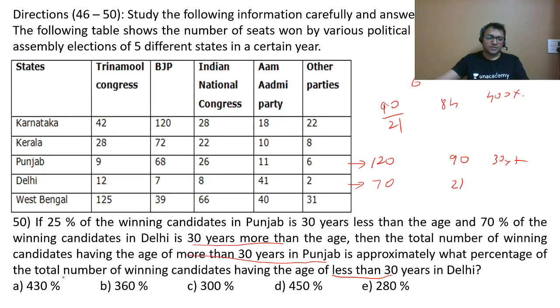430 is the answer. You get 90 upon 21. From that, 84 will be 400 percentage. Left is 6. 6 you can make out will be 30 percentage, because 2.1 will be 10 percentage. So 6 will be 30 percentage. So total 430 percentage.